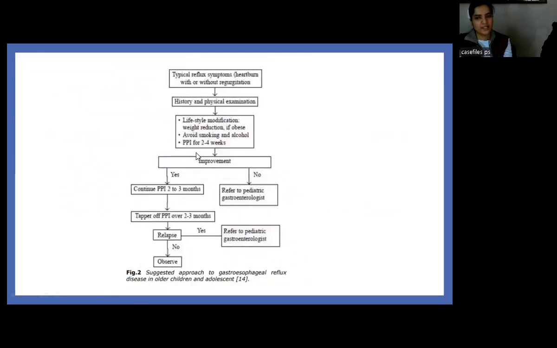In older children and adolescents, if typical reflux symptoms of heartburn are present, then again history and physical examination are to be done. Initially, conservative therapy is to be considered, which includes lifestyle modifications such as weight reduction if the patient is obese, alcohol and smoking to be avoided, and a PPI, proton pump inhibitor, has to be given for 2 to 4 weeks. If improvement occurs, then the PPI has to be continued for 2 to 3 months and then tapered off over the next 2 to 4 months. If relapse is not there, then the patient has to be observed. If after lifestyle modification there is no improvement, then the patient has to be referred to a gastroenterologist for further evaluation.